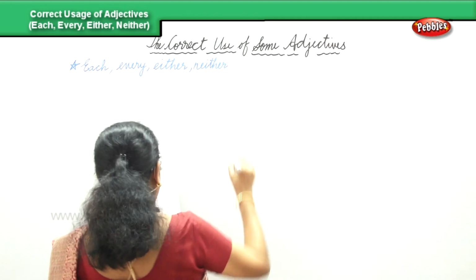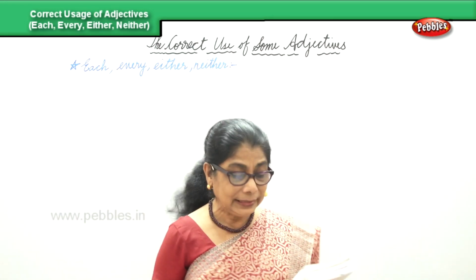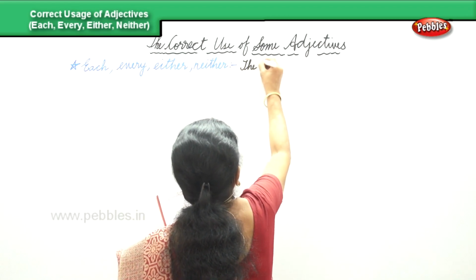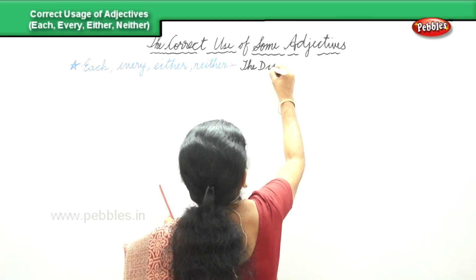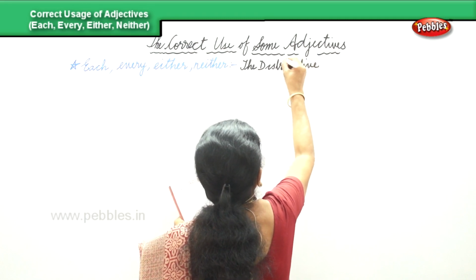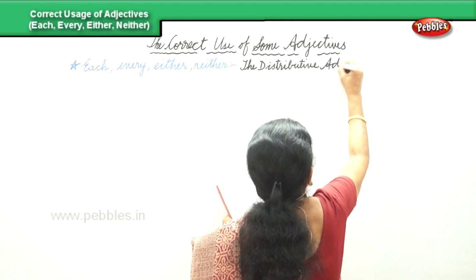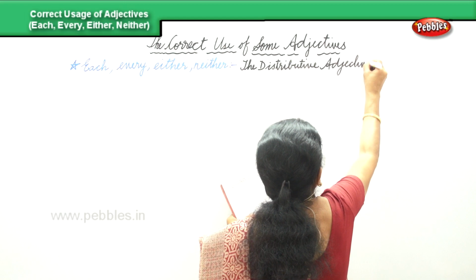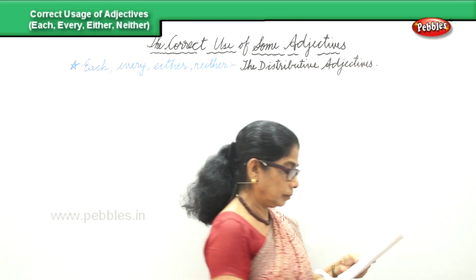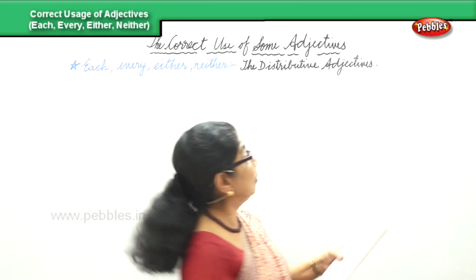So these are the 4 adjectives that we are going to deal with. Now, what are they? These are distributive adjectives. The distributive adjectives each, every, either, neither are singular.